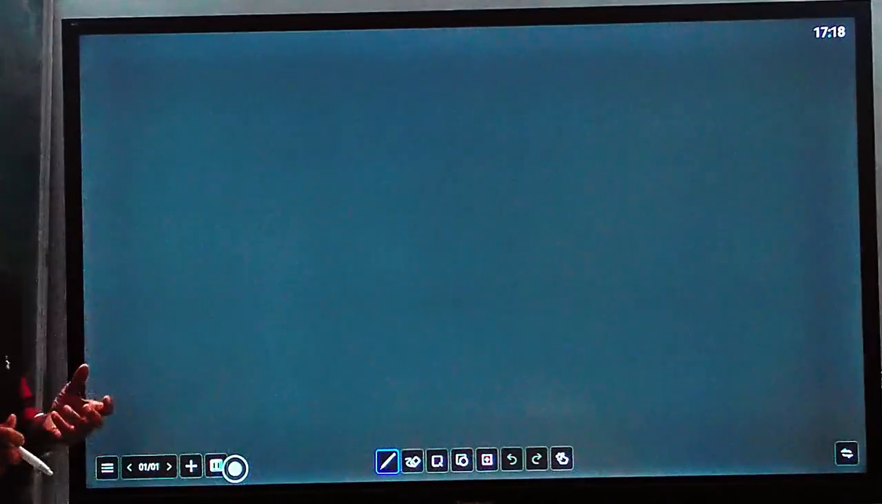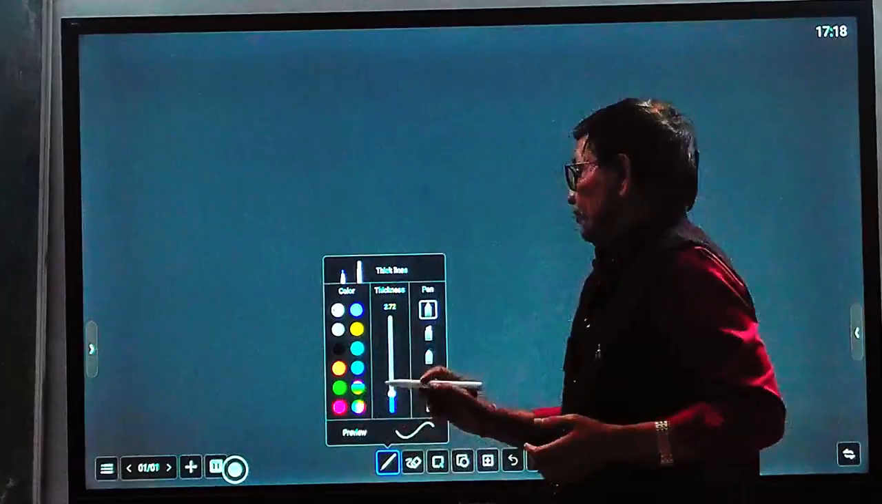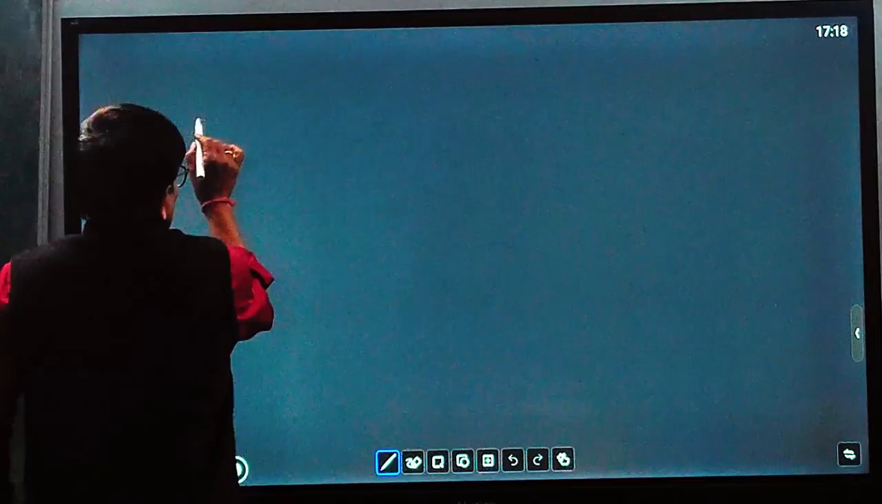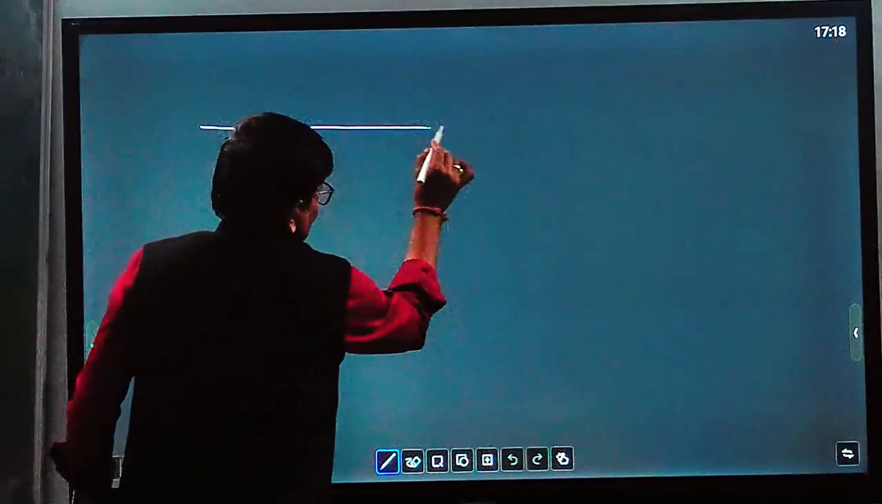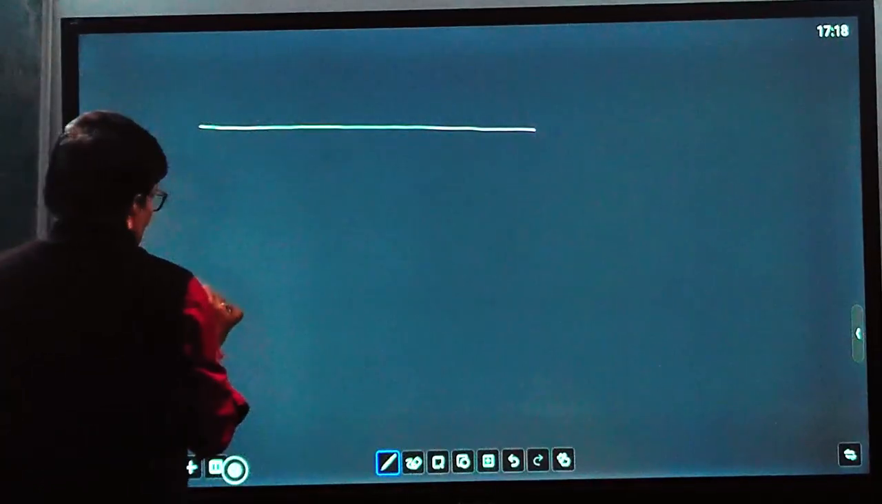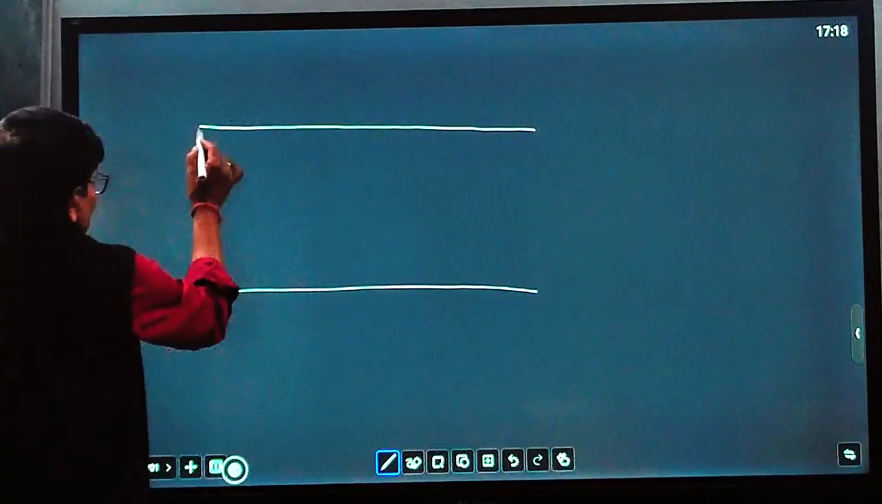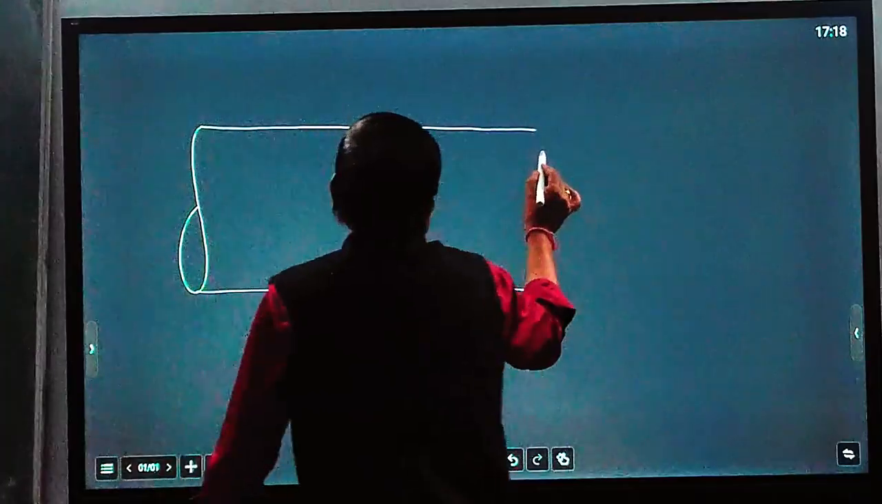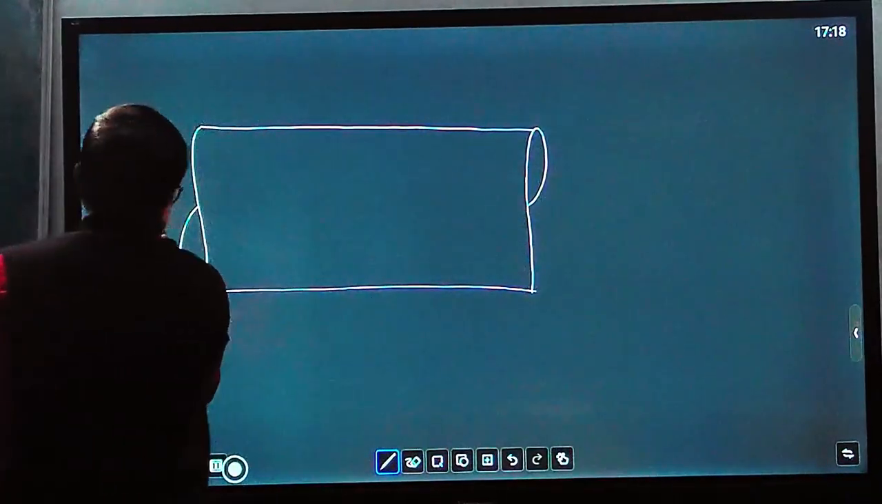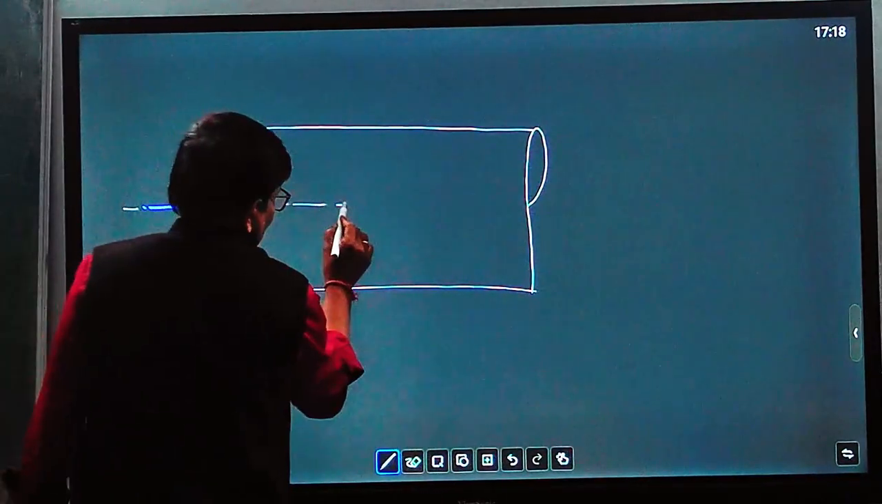So now let us see how we calculate. First we make a segment of pipe. This is a cross section of some segment of pipe we are taking here, and this is the center line of the pipe.